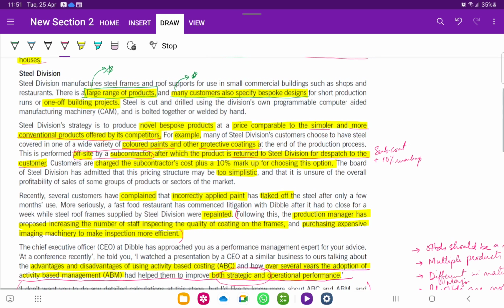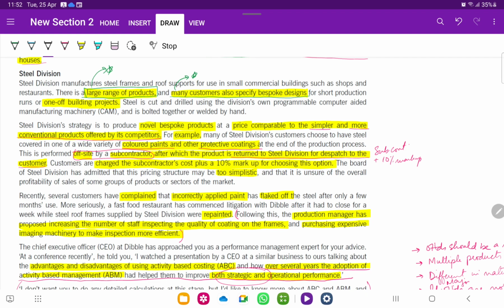I'm just pausing this video for a while, and I want you all to read this whole steel division information again, and try to identify that what can be used as a strategic ABM. In simpler words, profitable or not profitable product, or profitable or not profitable service. Any of these two. Pause this video.